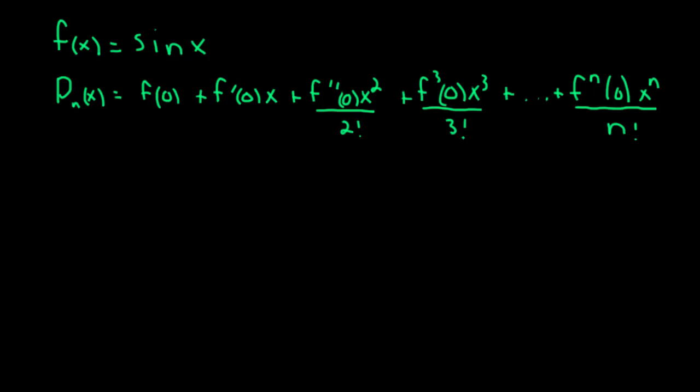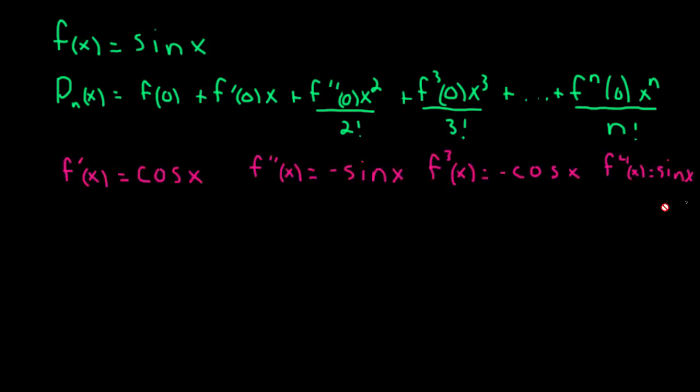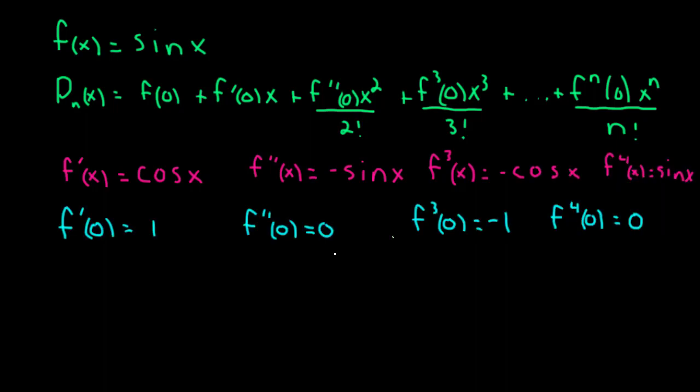And before I do that, let's just go ahead and look at the derivatives for the sine. First derivative is cosine, second derivative is negative sine, and so on and so forth. And then you can see that once we get to the fourth derivative of sine, we start to repeat. So this is our pattern right here. Okay, the second thing we're going to need to do is evaluate all of these derivatives at 0. So I've gone ahead and done that for you, and there they are.